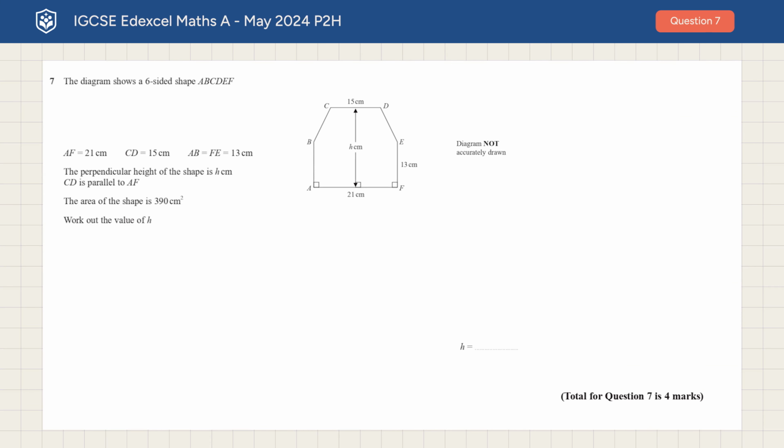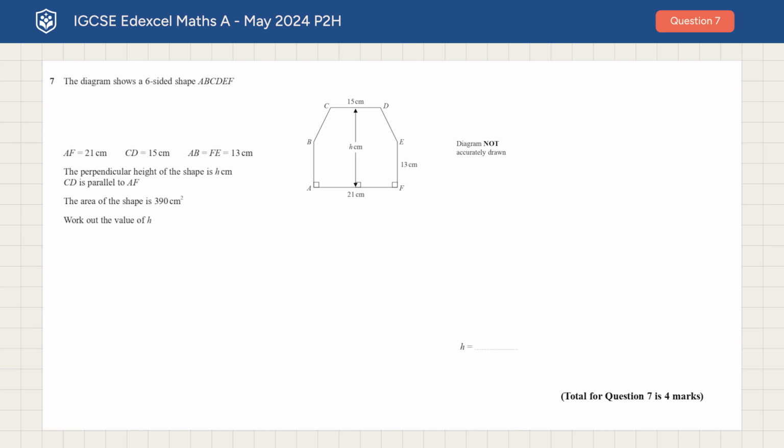Moving on to question 7. We have a six-sided shape, A, B, C, D, E, F. We know that AF is 21 centimeters, CD is 15 centimeters, and both AB and FE are 13 centimeters. The total area of the shape is 390 square centimeters, and we need to find the total perpendicular height, h. We can solve this by splitting the shape into two simpler parts, a rectangle at the bottom and a trapezium on top. First, let's identify the bottom rectangle. This is bounded by the base A to F and the vertical sides A to B and F to E. Its width is 21 and its height is 13.